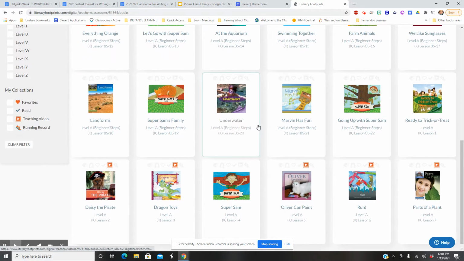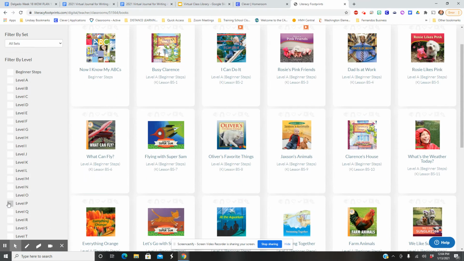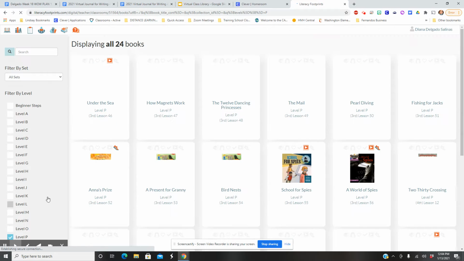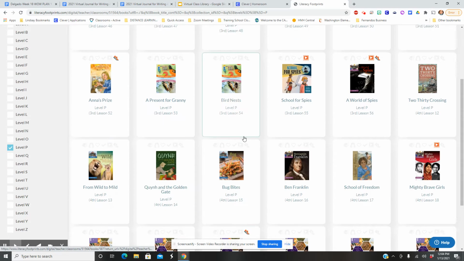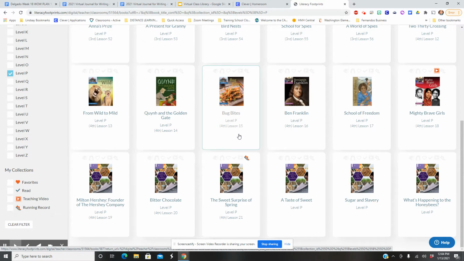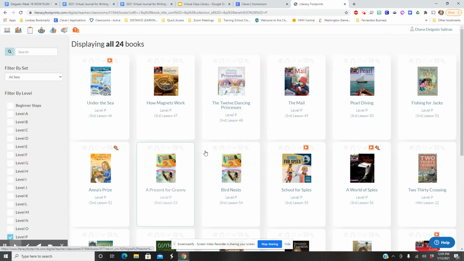And on here you have a variety of books. So say I was to hit the P. Only books that are in the P section will show up. And there are so many really good books. That is how you find Literacy Footprints bookshelf books.